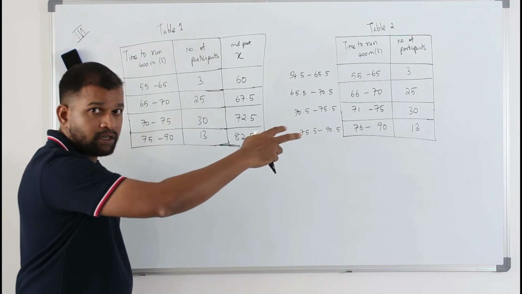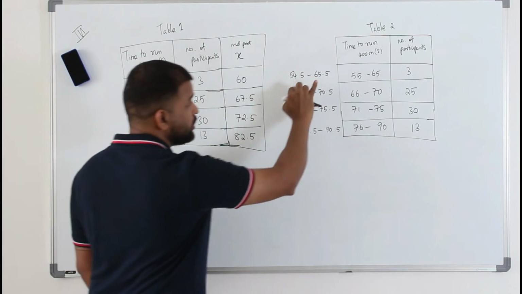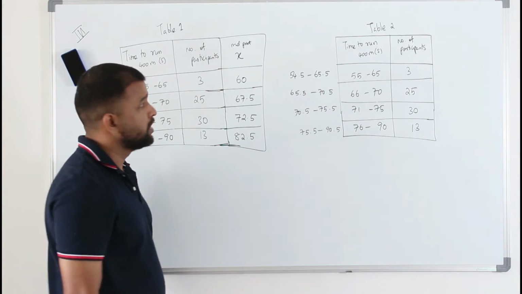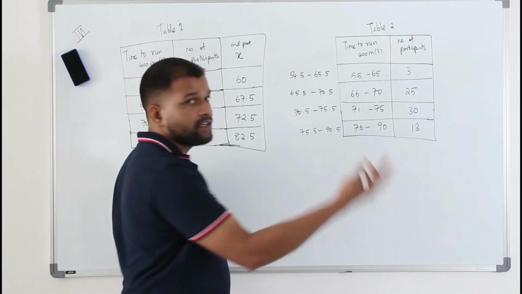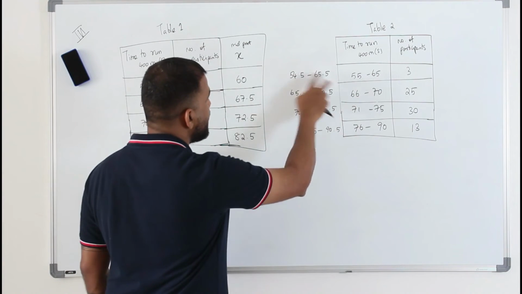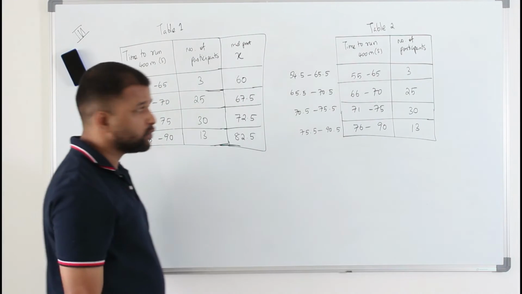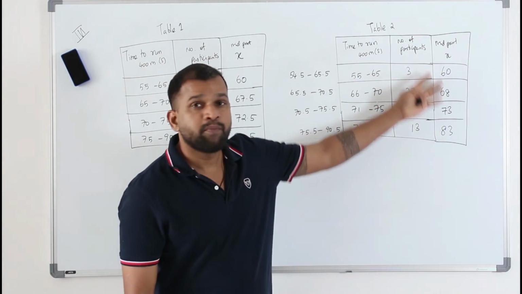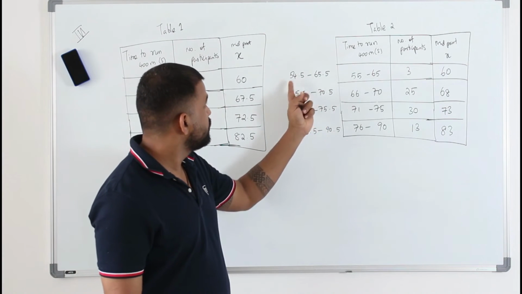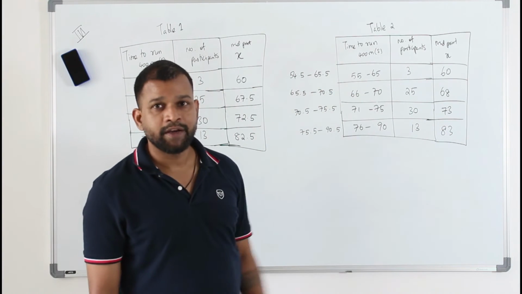Whereas for this one, to find the midpoint, always use the class boundaries. Use the class boundaries and find the midpoint. So you need to add them, do not subtract them. You need to add these two values and divide by 2. So we got the midpoint of this data.